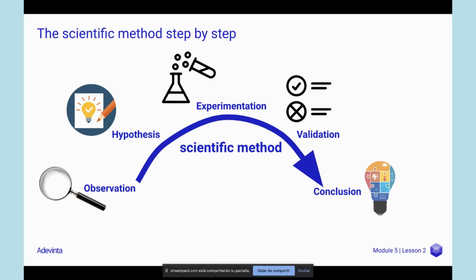And the last phase, conclusions. A successful experiment has to allow us to make decisions. This is what makes the scientific method so powerful.